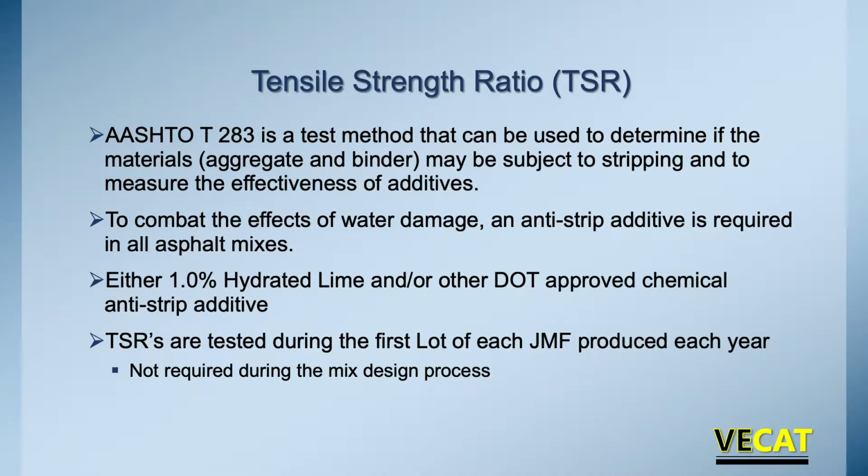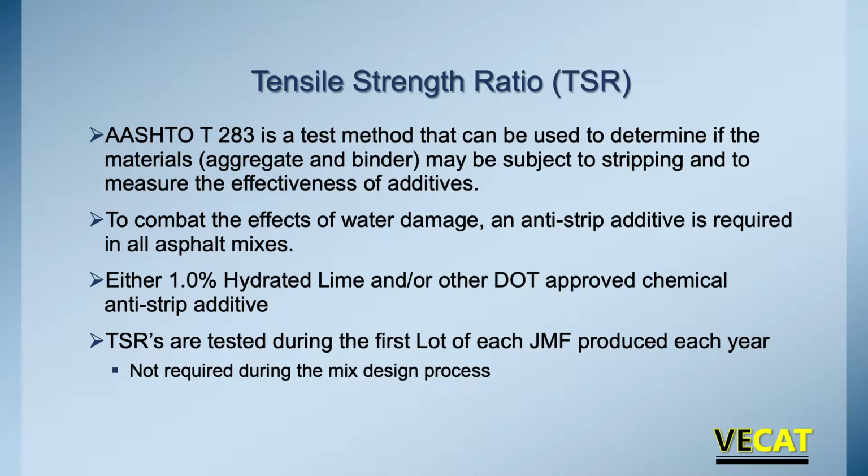In Virginia, we're allowed to use either hydrated lime or a chemical antistrip. And in Virginia, we mandate the use of an antistrip additive in all our mixes. We found that that's sort of a good insurance policy that assures us we get good performing mixes as far as stripping would be impacted.